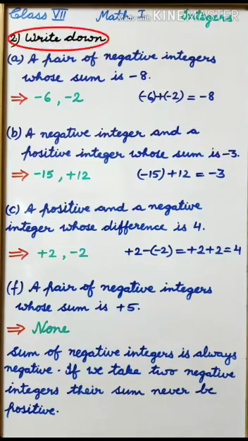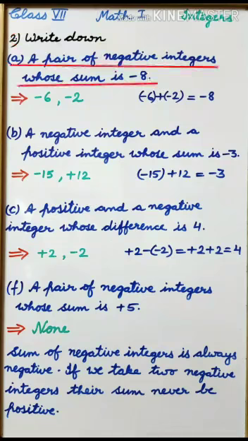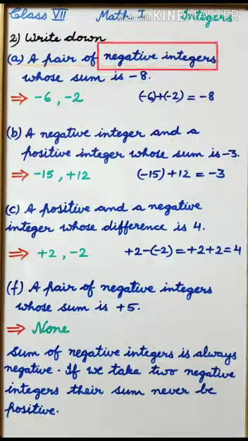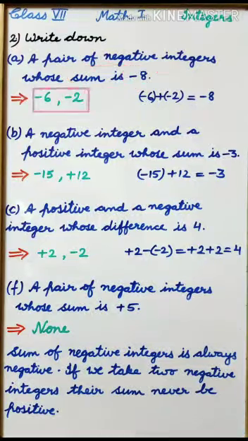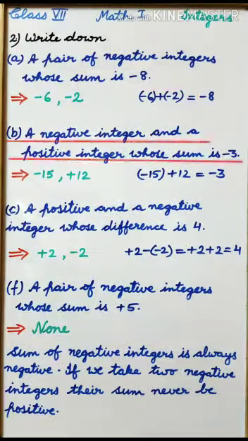Now question 2 is, write down, in this A part, a pair of negative integers whose sum is minus 8. Here we have to write two negative integers whose sum is minus 8, or when we add them we get as answer minus 8. So here we take minus 6 and minus 2, as these are two negative integers whose sum is minus 8.